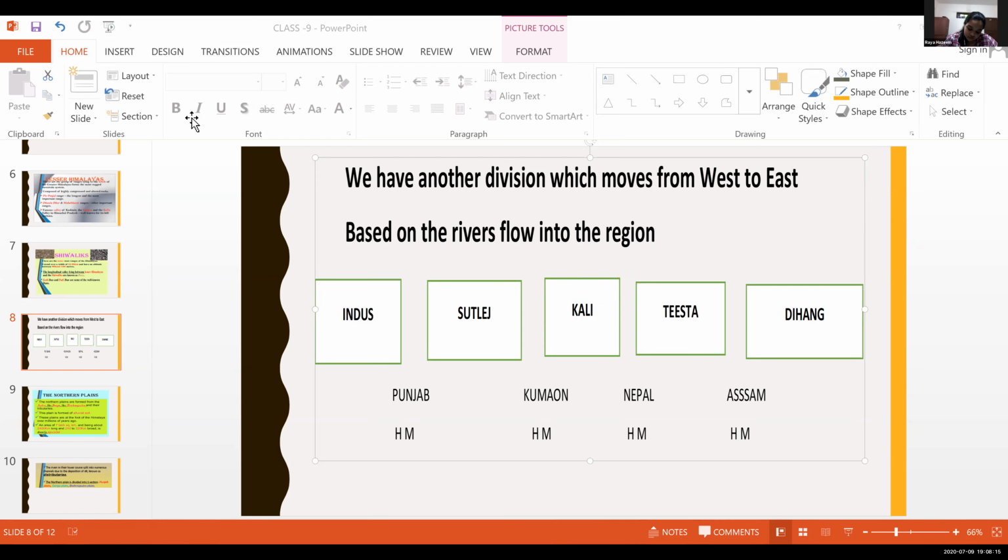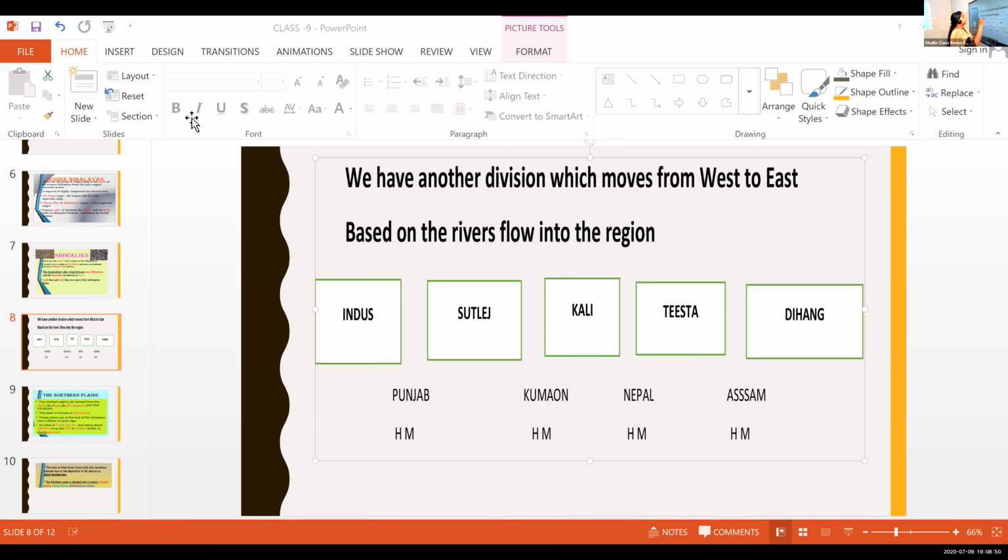Himalayas lying between the river Indus and Satluj are known as Punjab Himalaya. Then Himalayas lying between the river Satluj and Kali are known as Kumaon Himalaya. It's pronounced Kumaon. Then Himalayas lying between Kali and Teesta are known as Nepal Himalayan mountains. And Himalayas lying between Teesta and Dihang are called Assam Himalayan mountains.